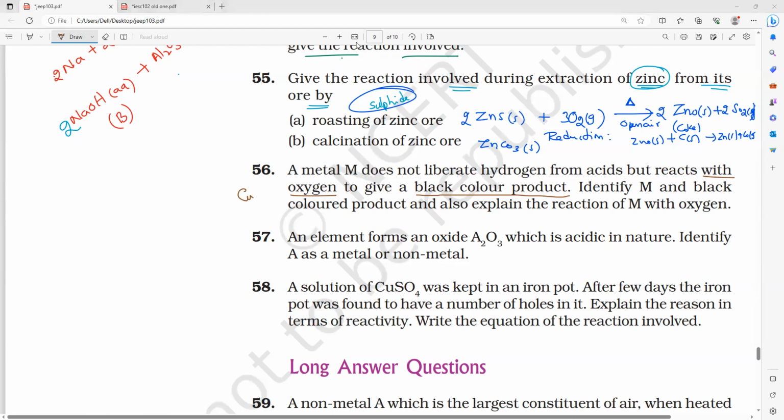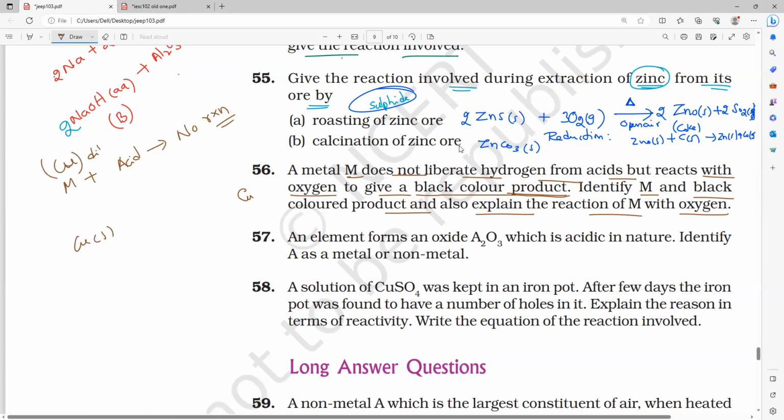Check it, everybody. It is there or not? All of you, verify it. So it gives a black color compound. So identify M and the black color product, and also explain the reaction of M with oxygen. What is the M, everybody? Copper. Okay. Now, M does not liberate hydrogen from acids. So M reacting with dilute acid gives no reaction. Am I right or wrong? Everybody, please respond. That M is only, I can say, copper.